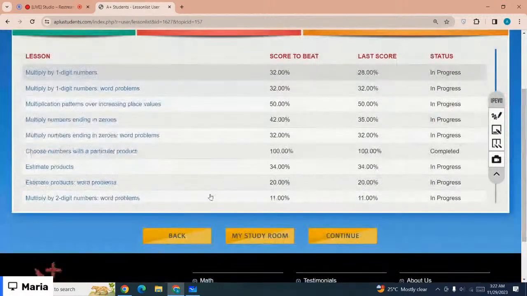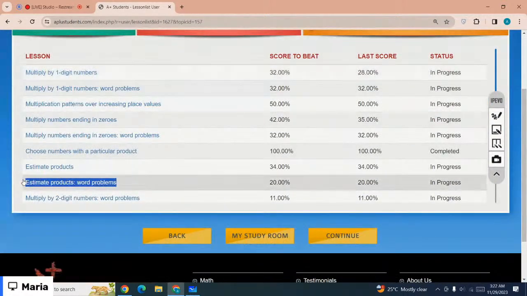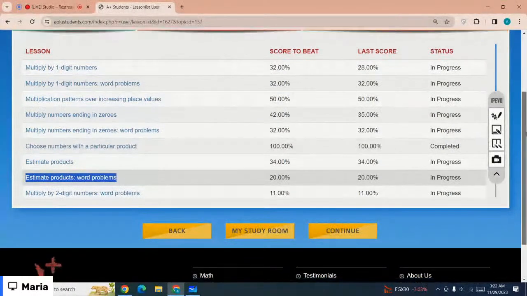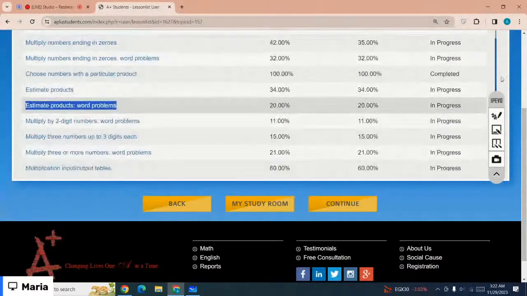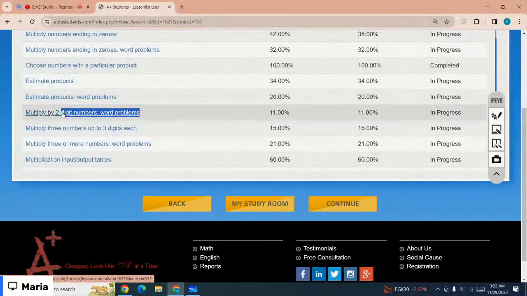Okay, the next lesson is estimate product word problems. You can do word problems on your own, right? Then the next one is multiply two-digit numbers word problem. Again, you can do word problems on your own. The next one is multiply three numbers up to three-digit each. Let's just start with the lesson. So you have three-digit numbers, you need to multiply them.